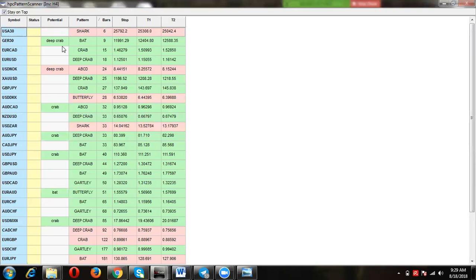Depending on the harmonic calculation and measurement, it might be forming a deep crab, or a crab, or a bat. So the potential is where you're going to see all that. Then the pattern is, of course, the shark, the bird, ABCD pattern, butterfly, and all that. You're going to see that here. Then the bars is the number of bars the pair has moved based on the time frame.